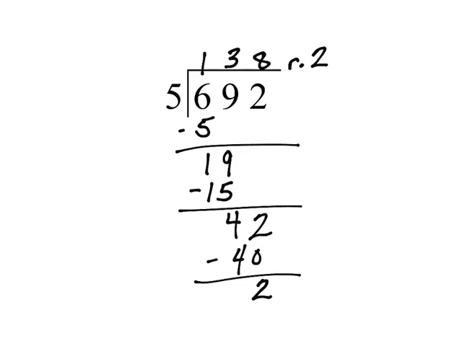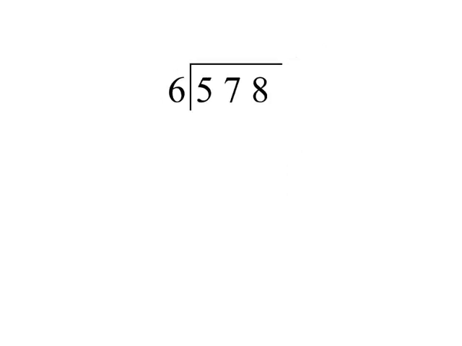It's another 3-digit number divided by a single digit. Now this one's important because can I get any groups of 6 out of 5? No, I can't. So I'm going to ask how many groups of 6 can I get out of 57? Well, I can get 9 groups. So it's important to know that the 9 belongs above the 7 and not above the 5.